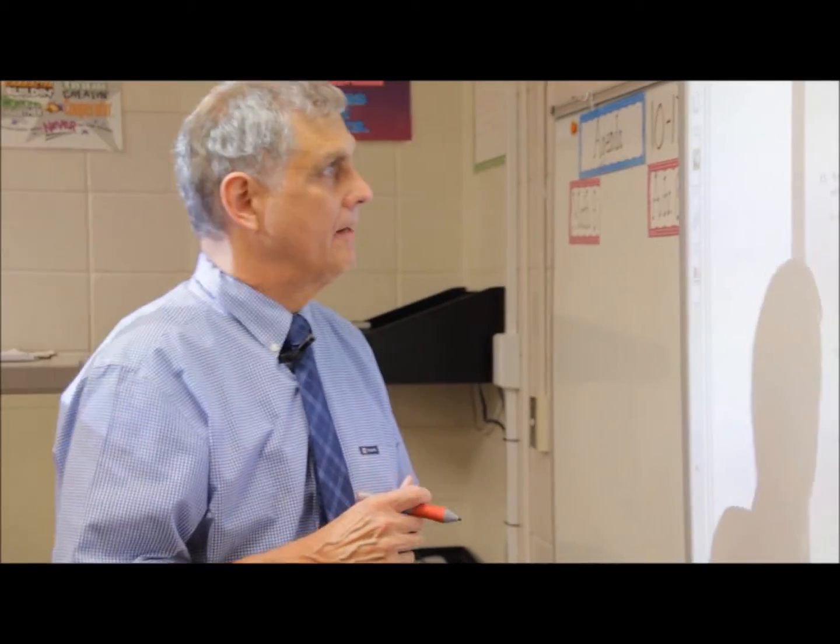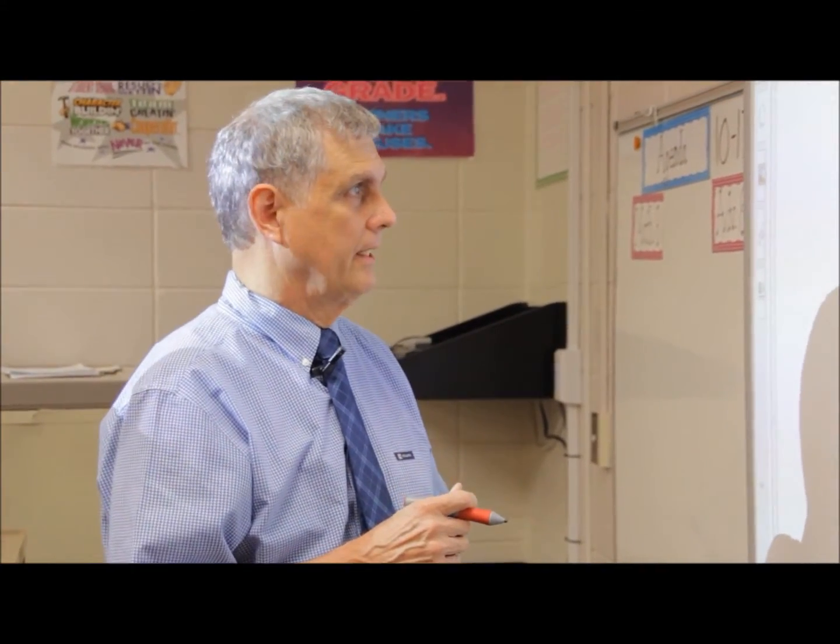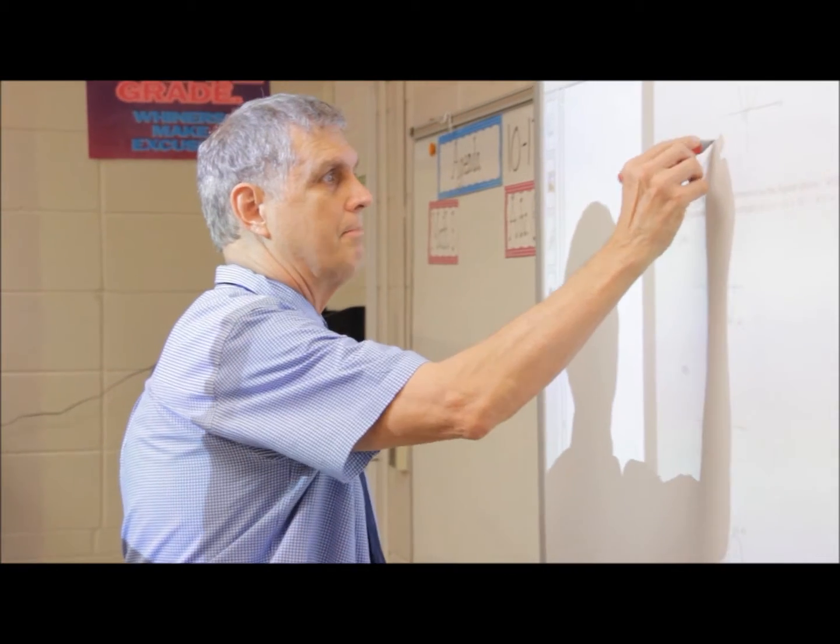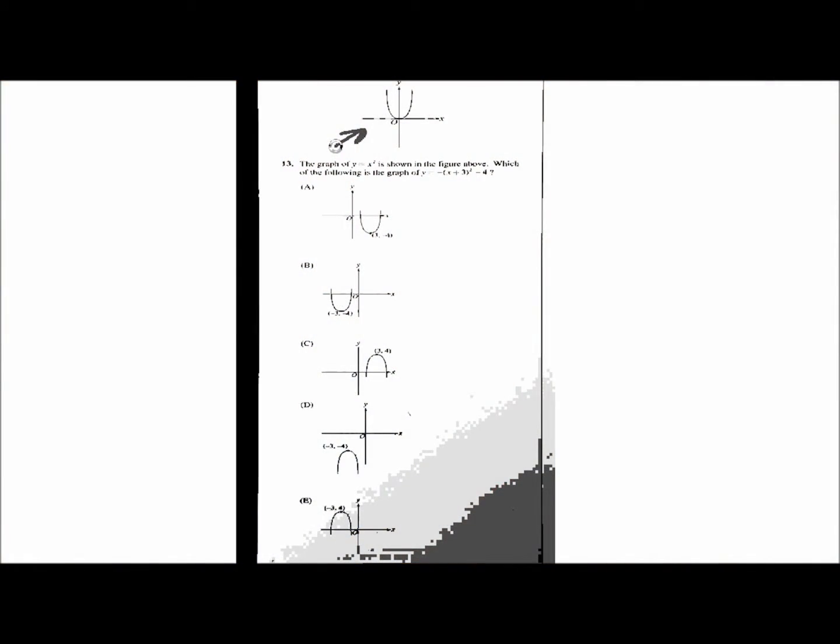Okay, here we have a parabola problem, and they give you an example up here at the top. They say the graph of y equals x squared is shown in the figure above. Well, which of the following is the graph of y equals, I'll write it bigger out here, minus x plus 3 quantity squared minus 4.